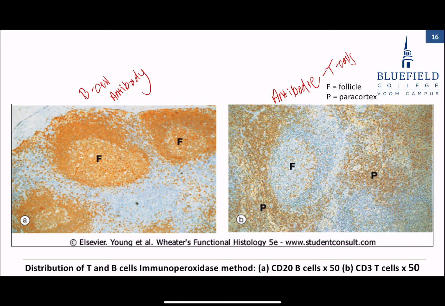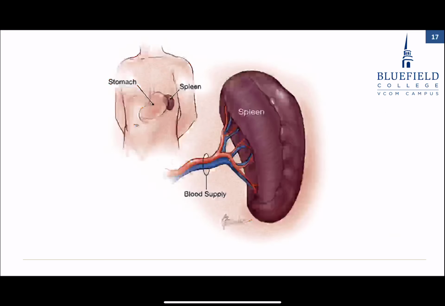All right, let's move on from the lymph node and talk about the spleen. Spleen, gross anatomy: a fairly large organ located retroperitoneal, behind the stomach.